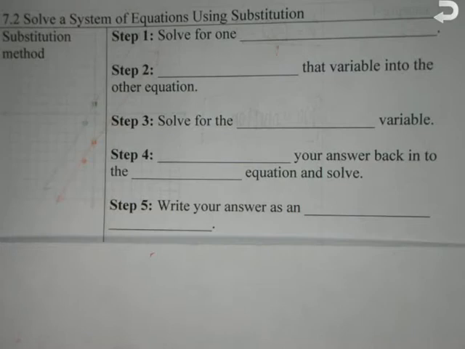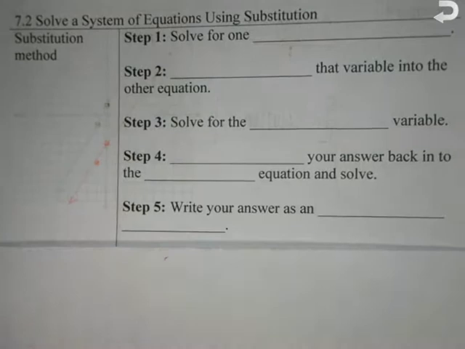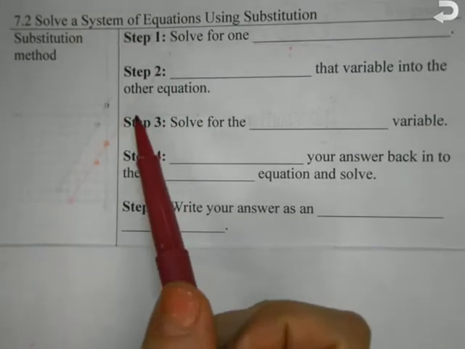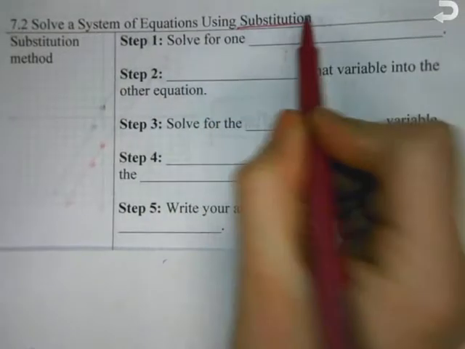All right, so for 7.2, we are not graphing. Can everybody say yay? Yay! We are going to be solving systems, and we have two methods to solve systems without graphing. The one we're going to learn today is called substitution.